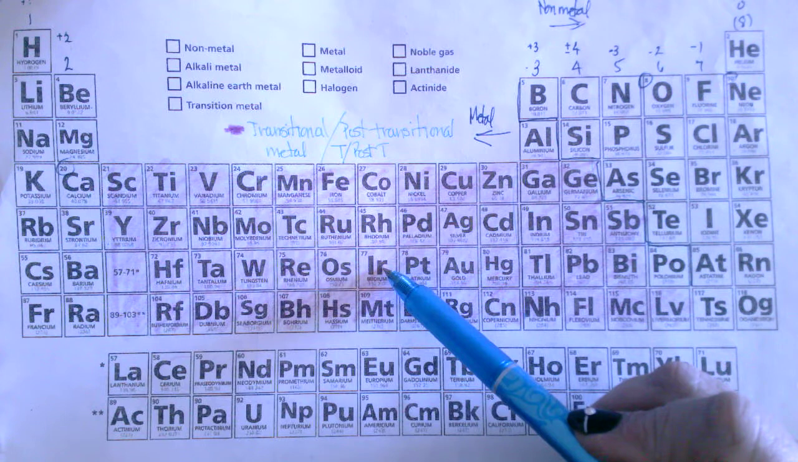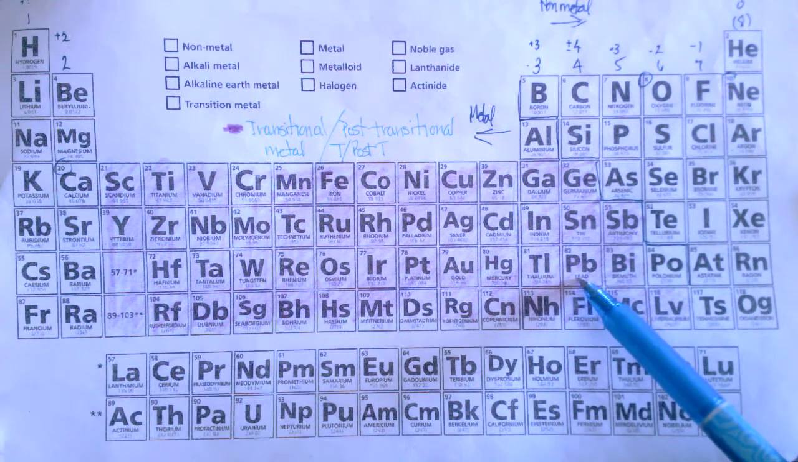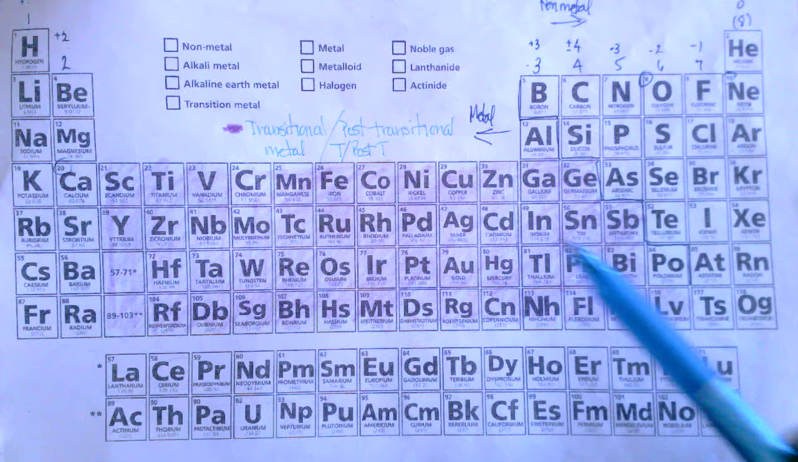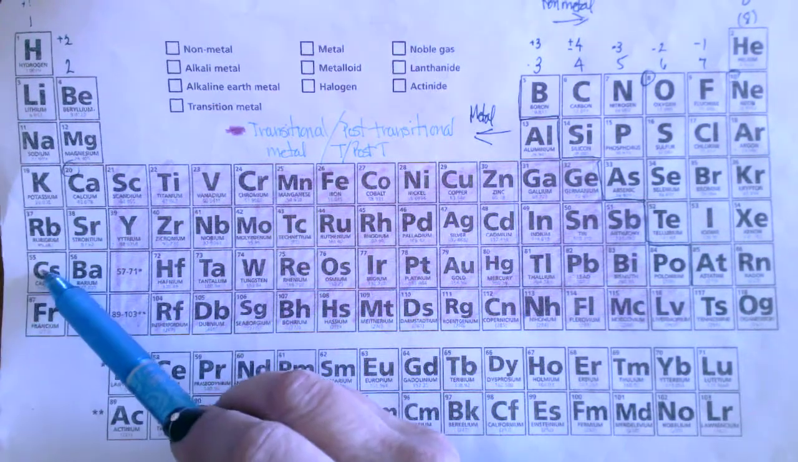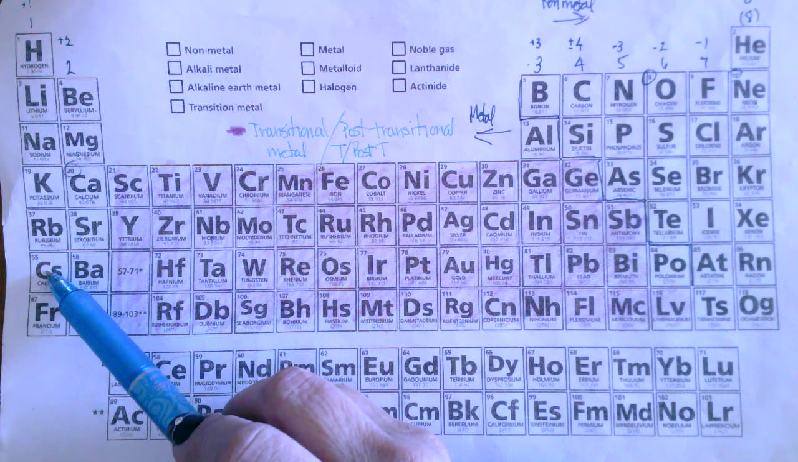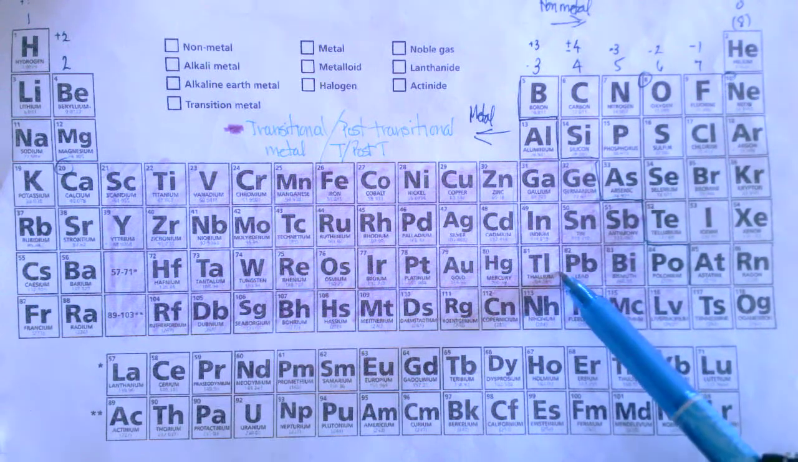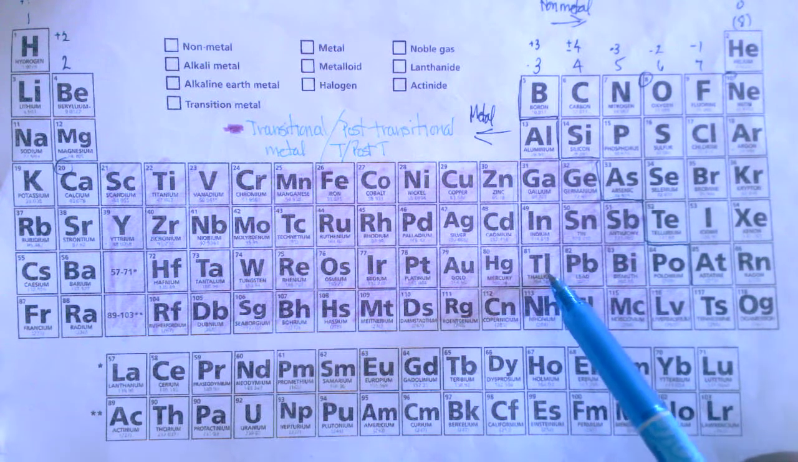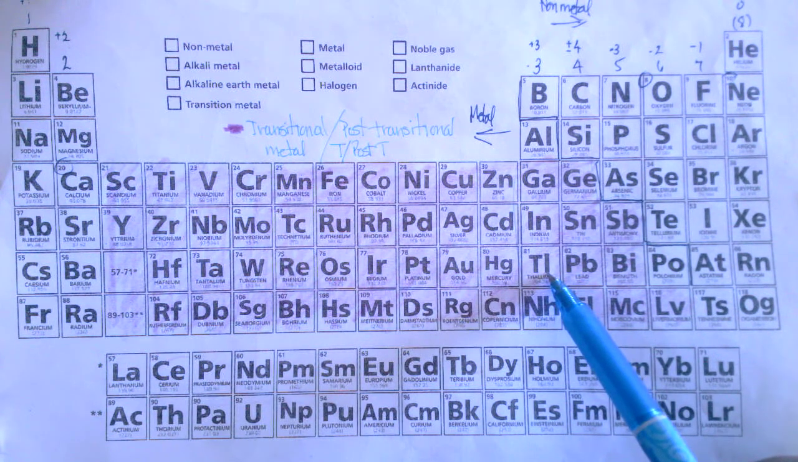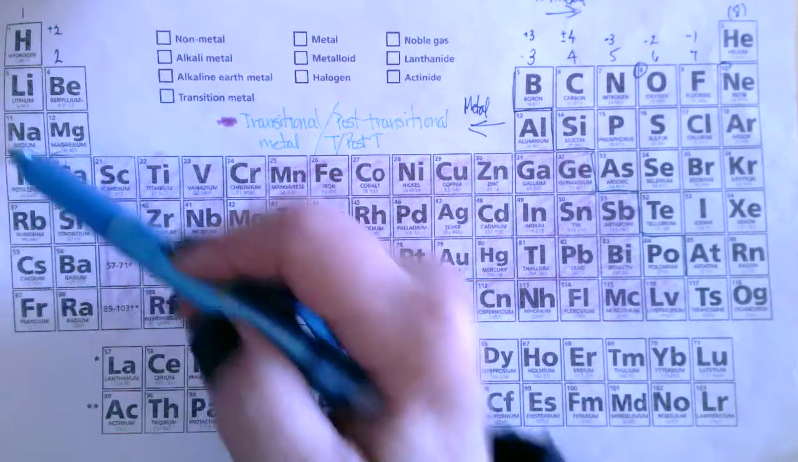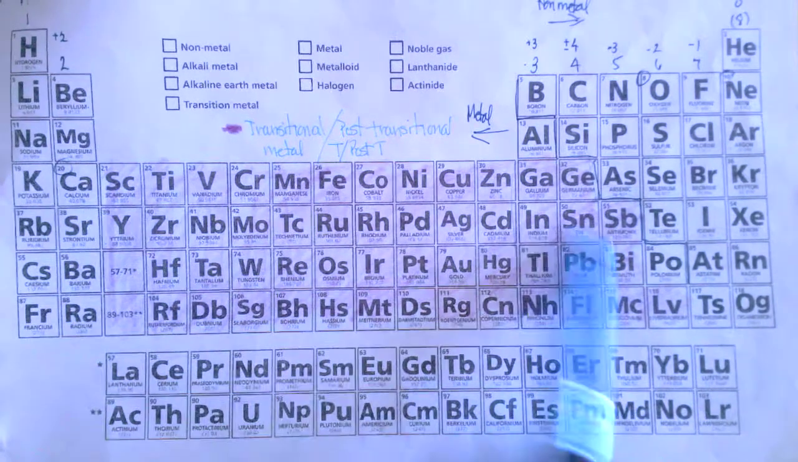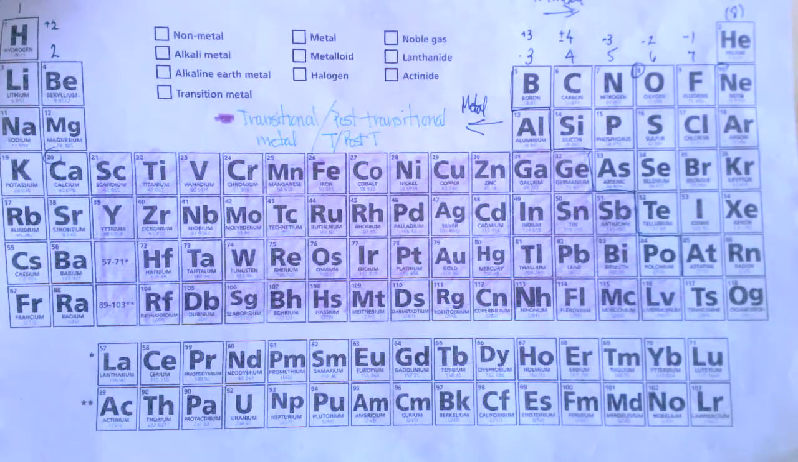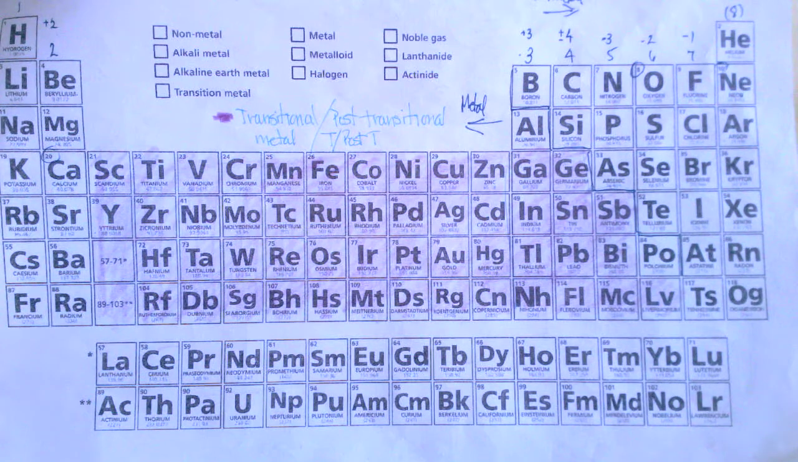Iridium, transitional. Lead, post-transitional. Notice that it's after the transitional elements, post-transitional. Cesium, column 1, regular. Thallium, after the transitional, it's a post-transitional metal. You need to be able to identify if it's regular or transitional/post-transitional. These will behave all alike. You don't really need to identify the difference between transitional and post-transitional. It's just what they're called.